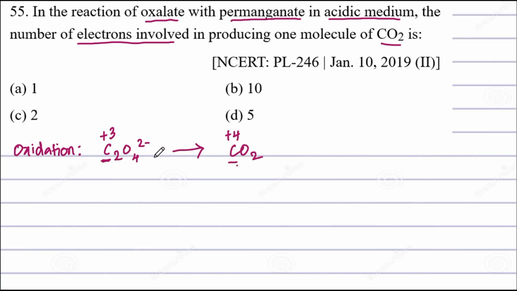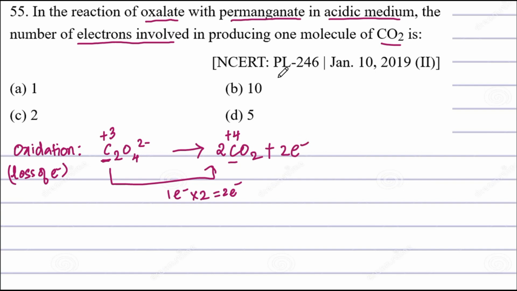First, you have to balance the number of carbon atoms on both sides. 2 carbon atoms and 4 oxygen atoms are there. So just you have to write 2 CO2. Now, what is the difference in oxidation state? The difference is from plus 3 to plus 4, 1 electron is the difference. But how many atoms are involved? 2 atoms are involved. So 1 into 2 equal to 2 electrons are involved. And what is oxidation? Oxidation is loss of electron. So loss of electron should be written in the product side.